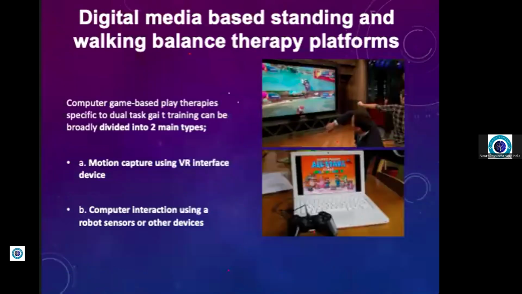So for this reason, digital media-based dual task platforms were introduced. There are two main types of digital media that we need to look at. One is the motion capture using VR interface, virtual reality interface devices, or the computer interaction using a robot sensor or other sensors and devices.